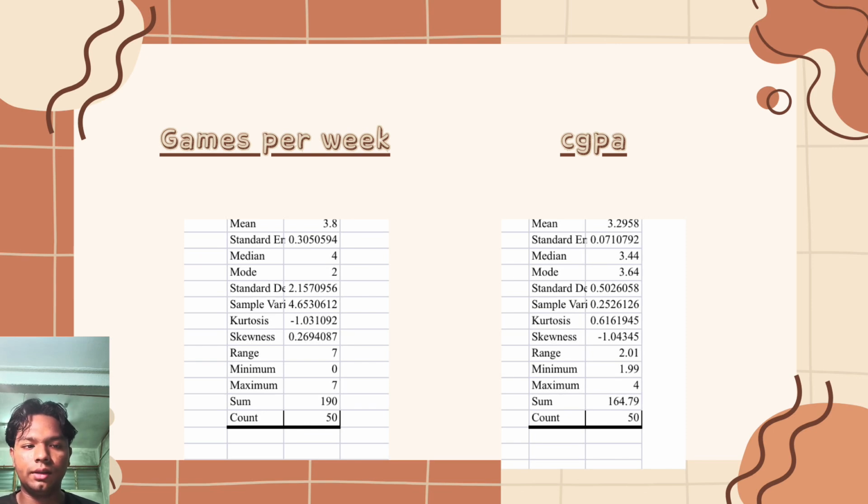3.64, which indicates that this is the most frequently occurring CGPA among the respondents. From this value, we can see that most students fall within the CGPA range of about 3.2 to 3.6. This suggests that the majority of the respondents have consistent and stable academic performance, even though they have different levels of gaming frequency.